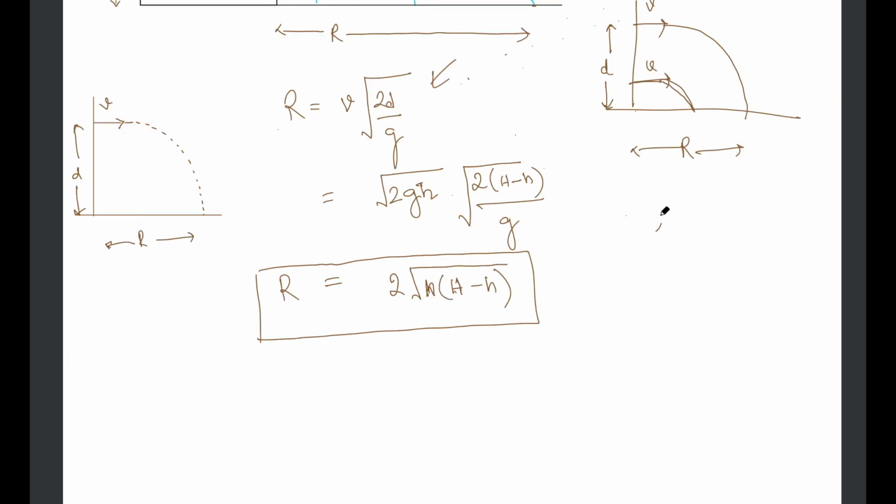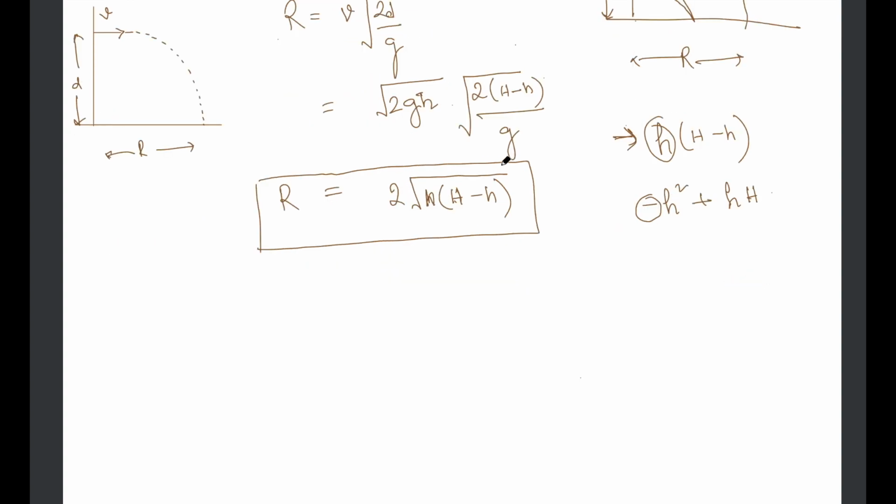So you can see this part here, h into (H minus h), this is actually a quadratic function in h. So it looks something like this, minus h squared plus H into h. This square root is a monotonically increasing function. This is how this range will vary with respect to h. So what does this quadratic look like? As we can see, as the depth below the water surface increases, indeed, the range also increases, but it increases to one point, after which if we increase the depth, the range starts to decrease.